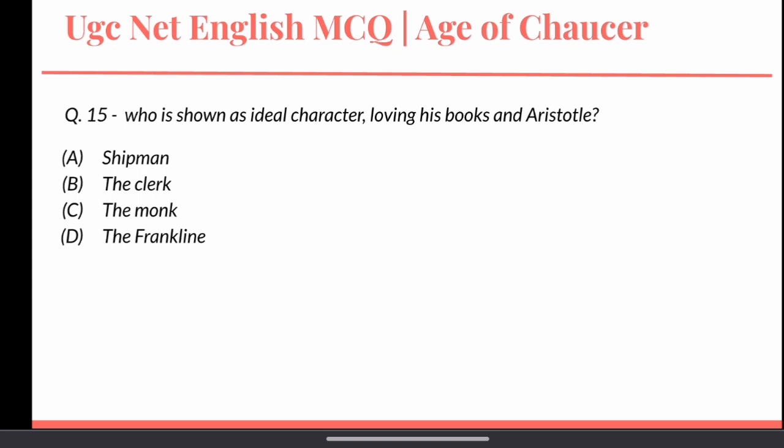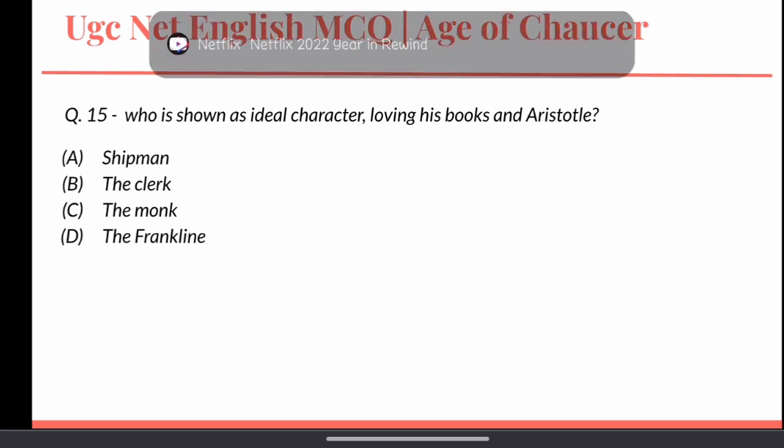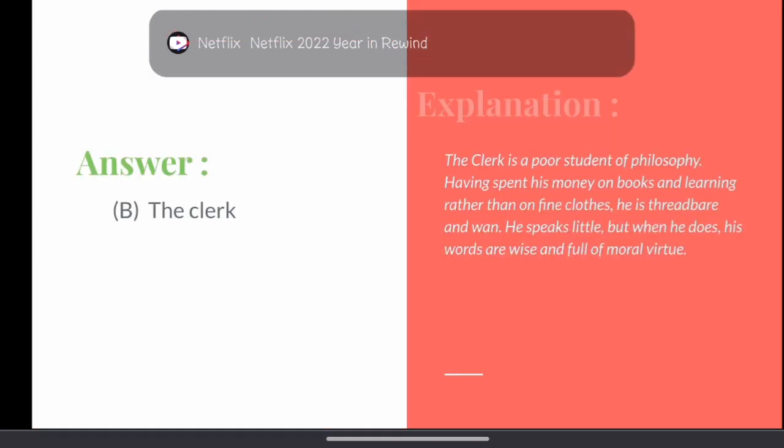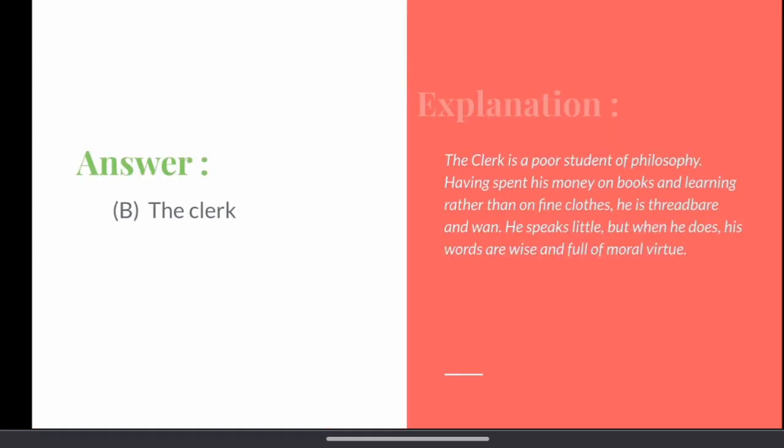So again, an easy question. I hope you have guessed the right answer. And the right answer for this question is option B, the clerk. The clerk is a poor student of philosophy, having spent his money on books and learning rather than on fine clothes. He is threadbare and vain. He speaks little, but when he does, his words are wise and full of moral virtue. So the clerk is actually a very clever student, okay, as Chaucer has described him in the prologue.